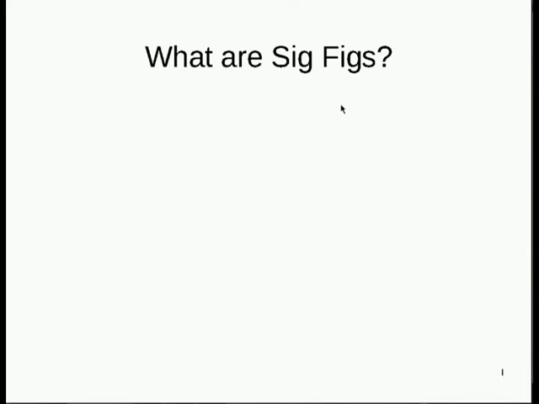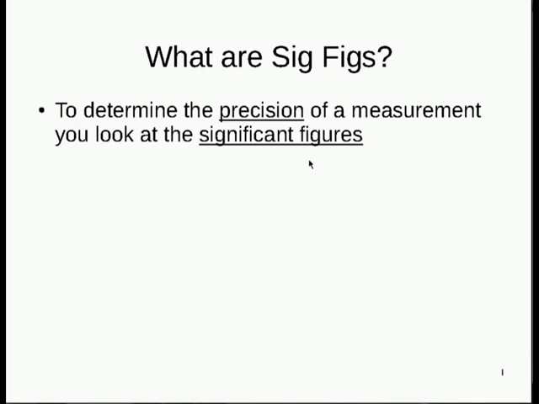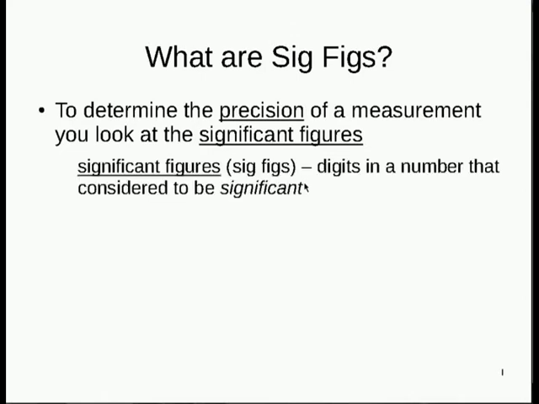So what are sig figs? Well, sig figs is short for significant figures. In chemistry, you do a lot of measuring in the lab. You're taking mass and volume and all kinds of measurements, temperature, and so the significant figures tell you about the precision of a measurement. And you're thinking, significant figures, what is that?